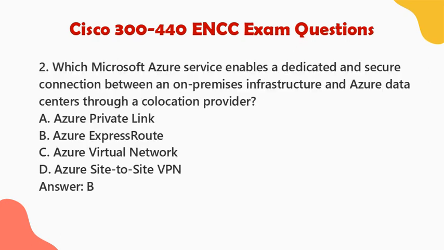2. Which Microsoft Azure service enables a dedicated and secure connection between an on-premises infrastructure and Azure data centers through a colocation provider? A. Azure Private Link. B. Azure ExpressRoute. C. Azure Virtual Network. D. Azure Site-to-Site VPN. Answer: B.